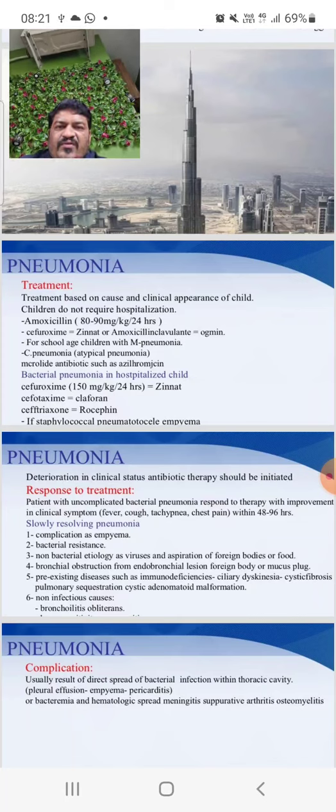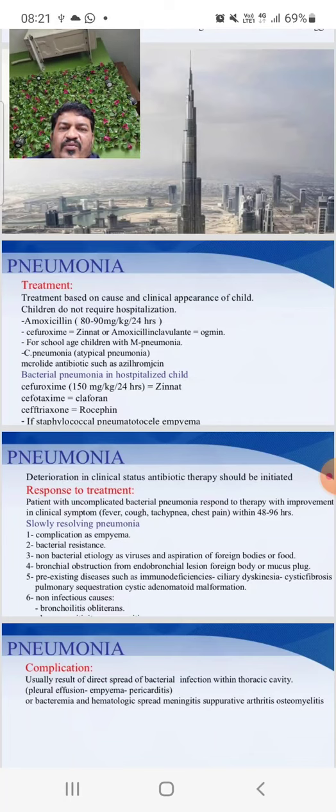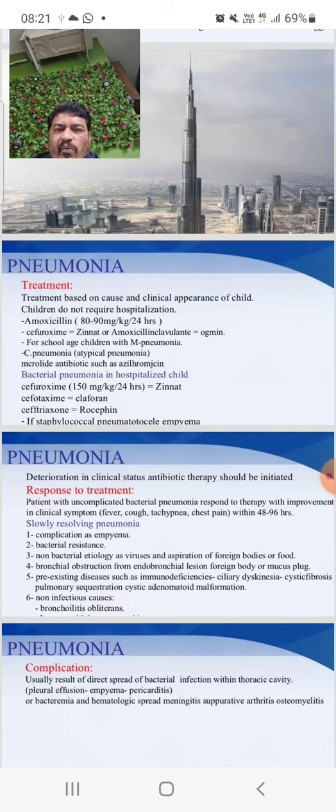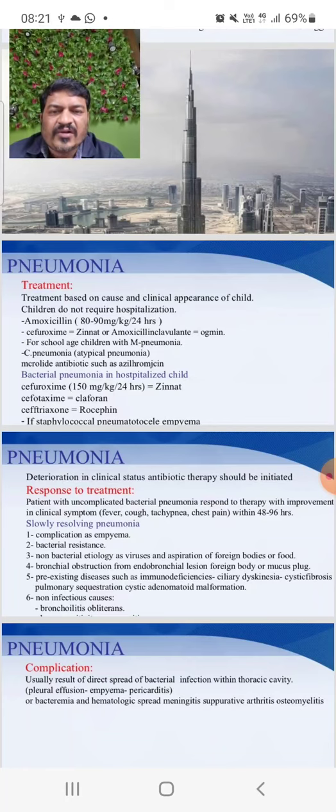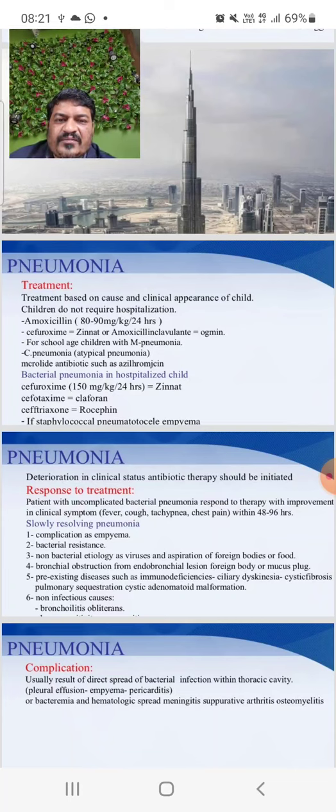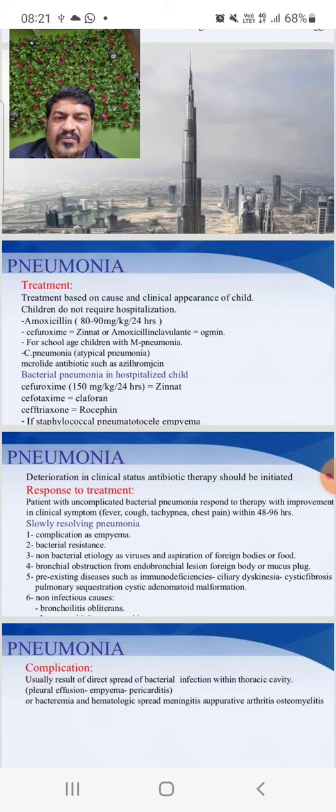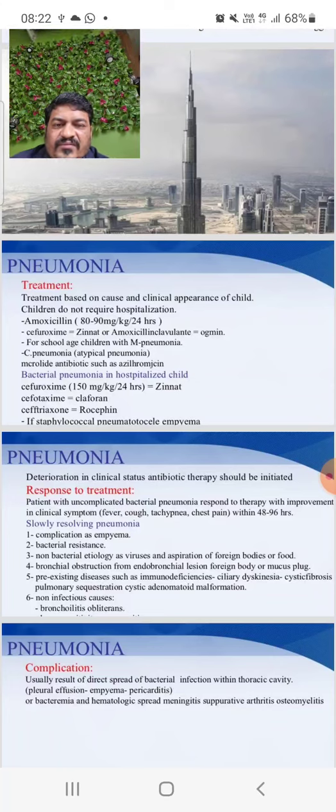Response to treatment: patients with uncomplicated pneumonia respond to therapy with improvement in clinical symptoms like fever, cough, tachypnea, and chest pain within 48 to 96 hours. Slowly resolving pneumonia: first, complication of pneumonia. Second is bacterial resistance. Third is non-bacterial etiology such as virus and aspiration of foreign bodies or food. Bronchial obstruction from endobronchial lesions, foreign body, or mucus plug. Pre-existing disease such as immunodeficiency, ciliary dyskinesia, cystic fibrosis, pulmonary sequestration, or cystic adenomatoid malformation. Non-infectious causes include bronchiolitis obliterans.